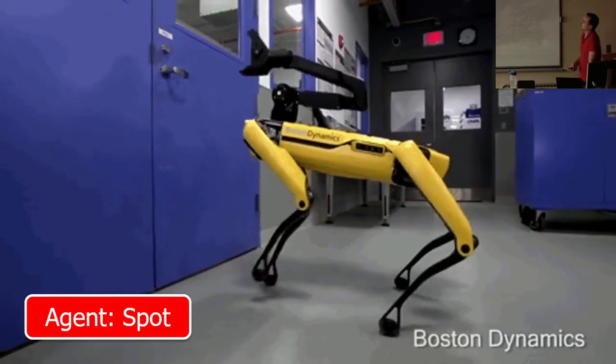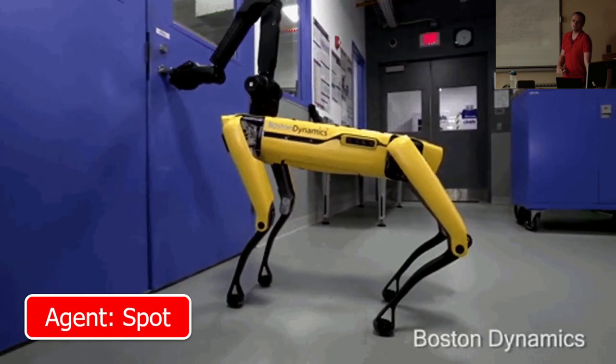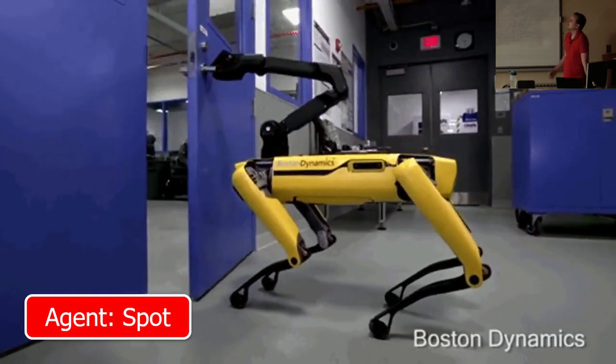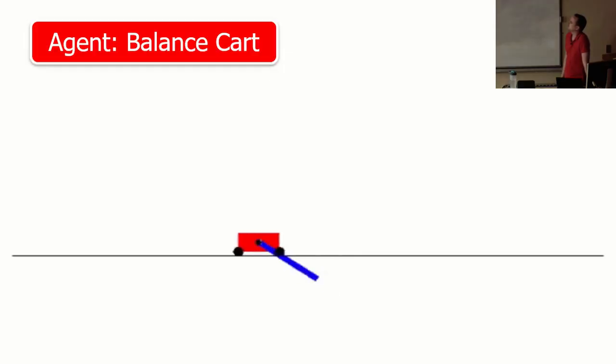Here's a bit more of a complex agent. This is Spot from Boston Dynamics. It's a robotic dog that can jump really high and run really fast and perform some basic motor skills like opening packages or sniffing out bombs. So the Spot here would be the agent in whatever problem it's trying to solve.